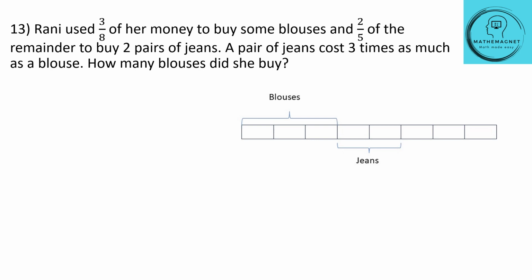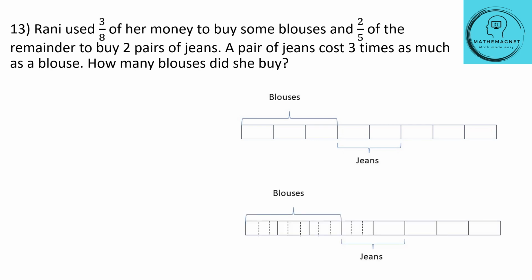Now we know a pair of jeans costs 3 times as much as a blouse. So basically 1 unit is 1 jeans, and this 1 unit will be equal to 3 times as much as a blouse. Which means this is equal to 3 blouses, correct? 1 jeans is equal to 3 blouses. So from that we will find how many blouses she bought here.